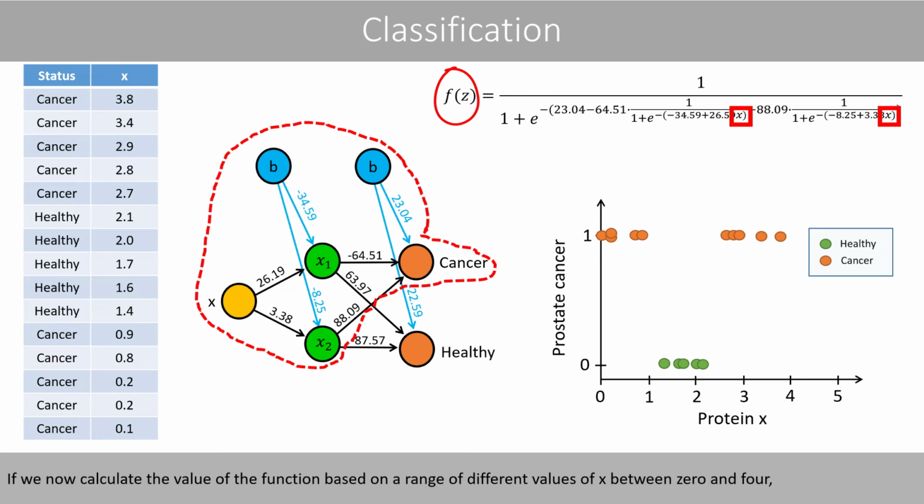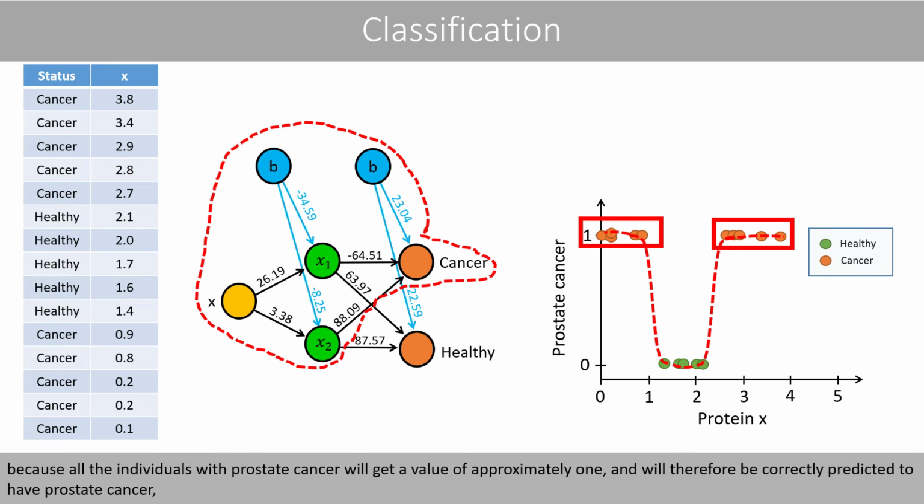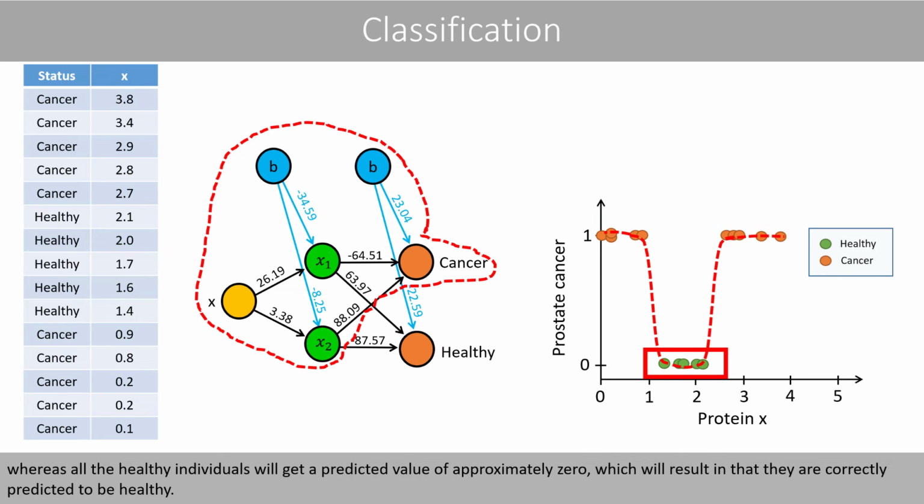If we now calculate the value of the function based on a range of different values of x between 0 and 4, we will be able to generate a curve with this shape, which predicts with 100% accuracy, because all individuals with prostate cancer will get a value of approximately 1 and will therefore be correctly predicted to have prostate cancer, whereas all the healthy individuals will get a predicted value of approximately 0, which will result in that they are correctly predicted to be healthy.